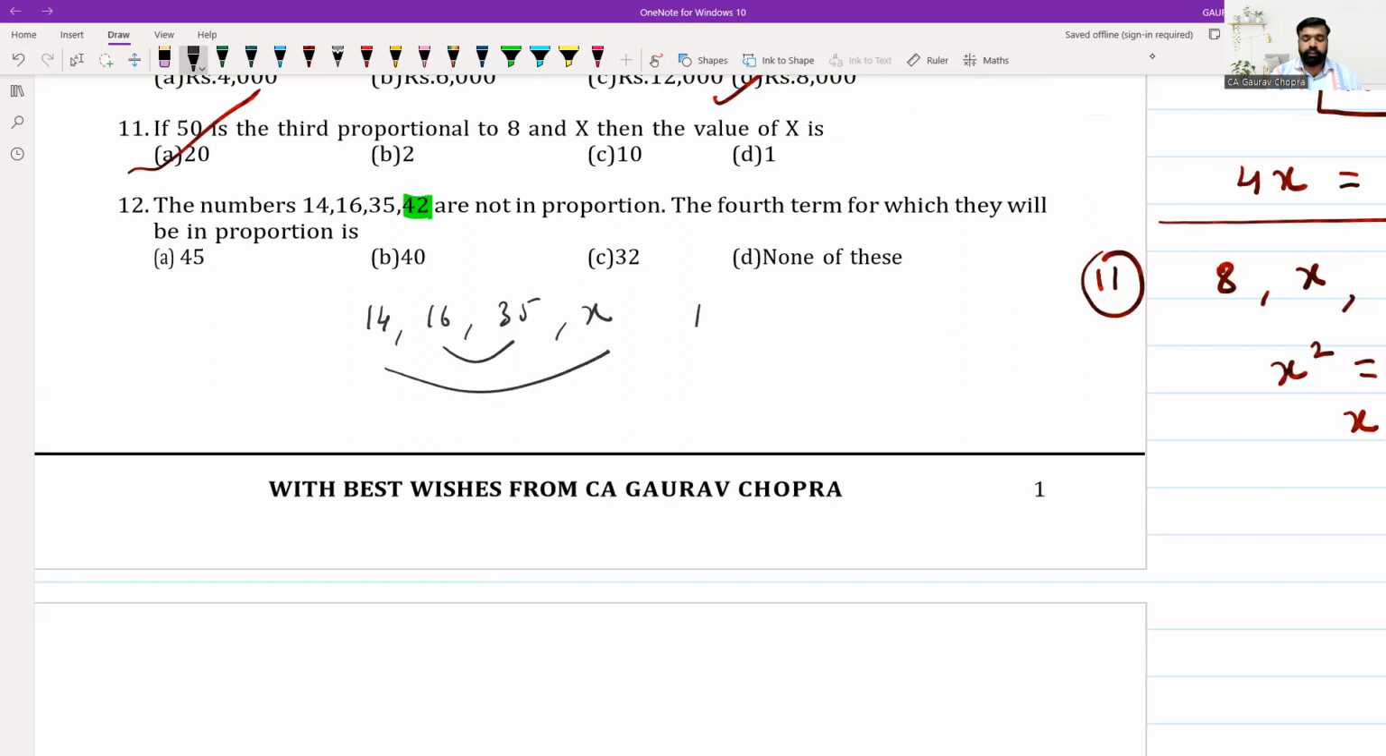Now apply this. 14x equal to 16 into 35. So x will be 16 into 35 divided by 14. You can cancel with the help of 7. So you will get your answer. How much? 8 into 5 is 40. So the correct answer is 40.